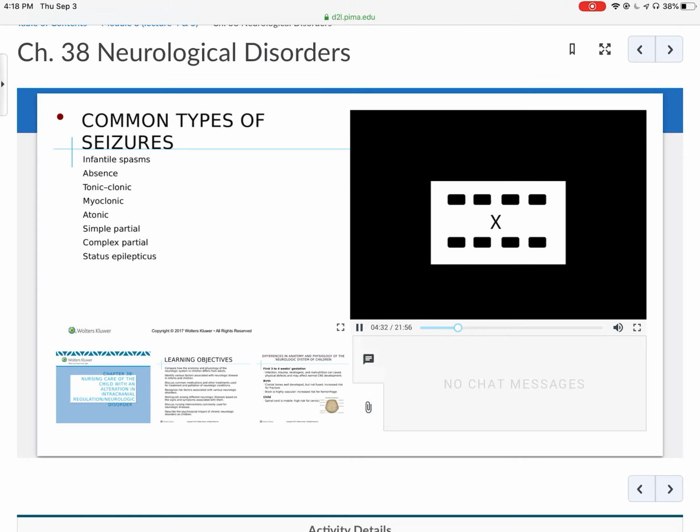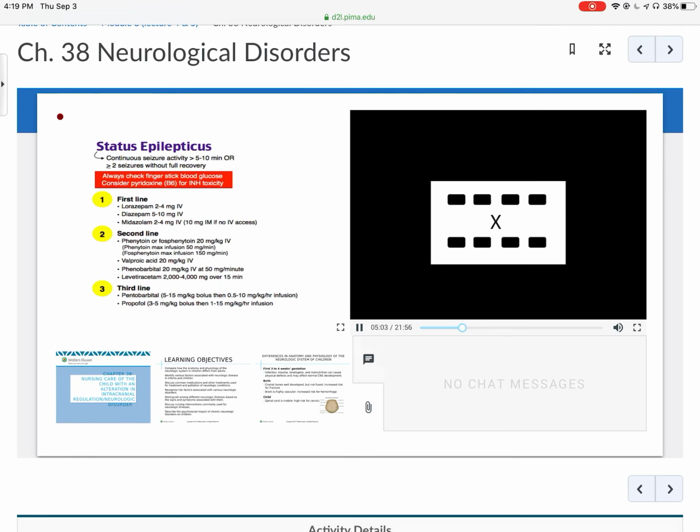I'm sure you've heard them mentioned in second semester, so we're going to talk just a little bit about kids with seizures. We have febrile seizures. We'll go into those also. One of the biggest areas of concern for us is status epilepticus. That's a time when the child is seizing and it doesn't stop, and we're concerned about brain damage at that point.